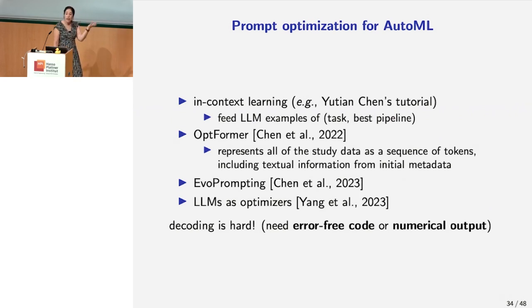There's the in-context learning approach that Chen talked about, and Richard Song in their tutorial. For example, you feed the LLM examples of, here's the task and here's the best pipeline. You give it a bunch of examples like this and you say, here's the new task, and you wait for it to tell you a new pipeline. Now, is it good, is it bad? How much performance can we extract out of it? These questions are not known, but I think they're exciting directions. Okay, Optformer, Evo prompting, and LLMs as optimizers.